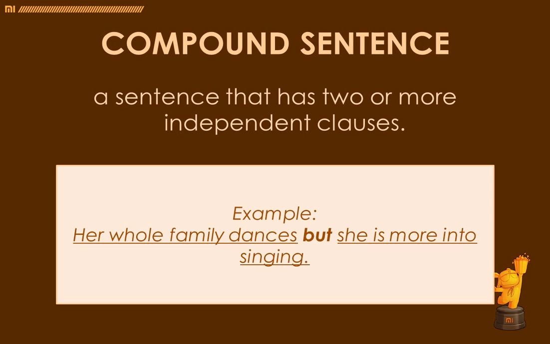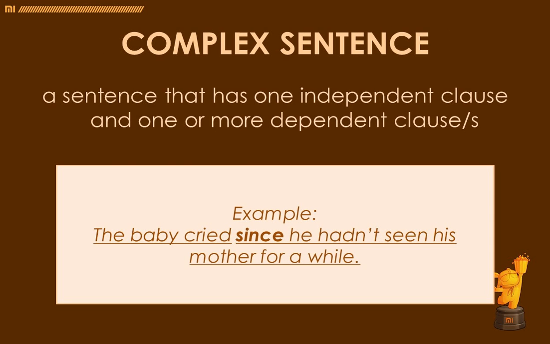Second, compound sentence. A compound sentence has 2 or more independent clauses. For example, "Her whole family dances, but she is more into singing." In here, the second independent clause was introduced by the coordinating conjunction but. Third, complex sentence. A complex sentence is a sentence that has one independent clause and one or more dependent clause or clauses. For example, "The baby cried since he hadn't seen his mother for a while."